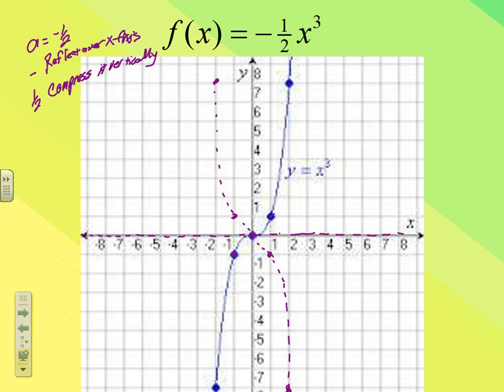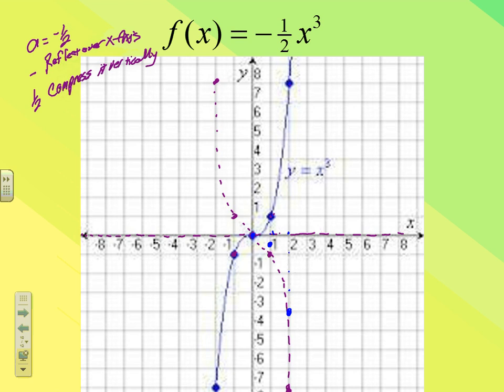Well, now let's compress it. Looking at the parent function, you see from the origin, if I go to the right once, I go up once. Well, now since I'm compressing it, if I go to the right once, I'm not going to go down once, I'm going to go down half as much. If I go to the right 2 times on the parent function, I go up 8 spaces. Well, we're going to do half of that now because that's what the transformation says to do. So if I go over 2 times, I'm not going to go down 8 whole spaces. I'm going to go down half of that, which is 4 spaces.